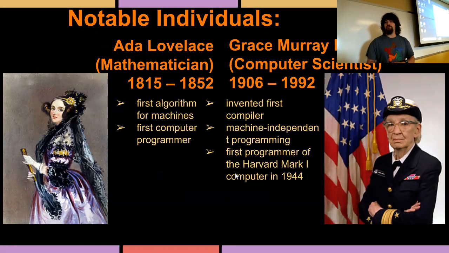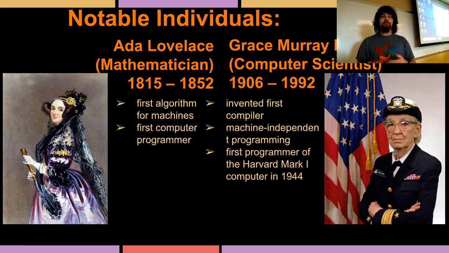So and the CodeLab. So the first two people that I like to talk about when I'm talking about computer science are Ada Lovelace and Grace Murray Hopper. Ada Lovelace was a mathematician. She essentially came up with the first algorithm for machines, and she's regarded as the first computer programmer.